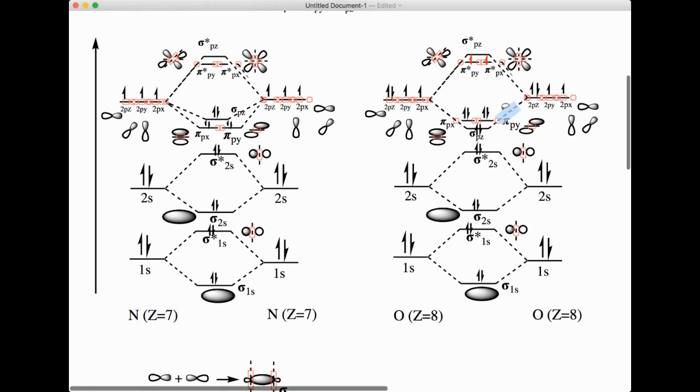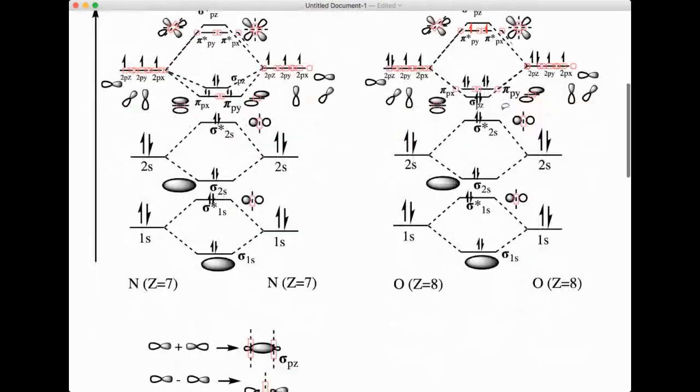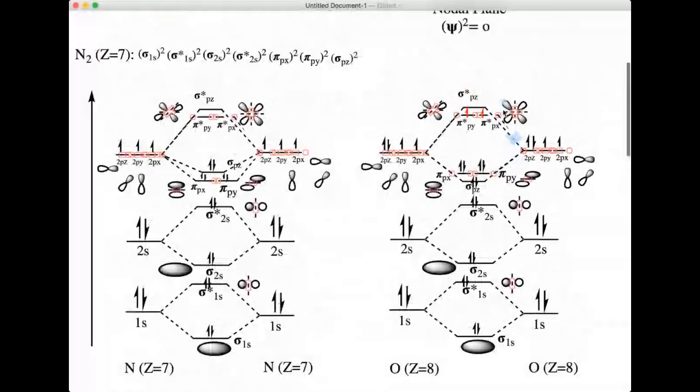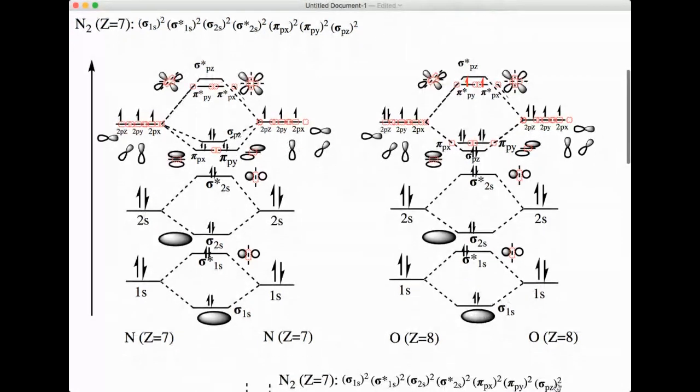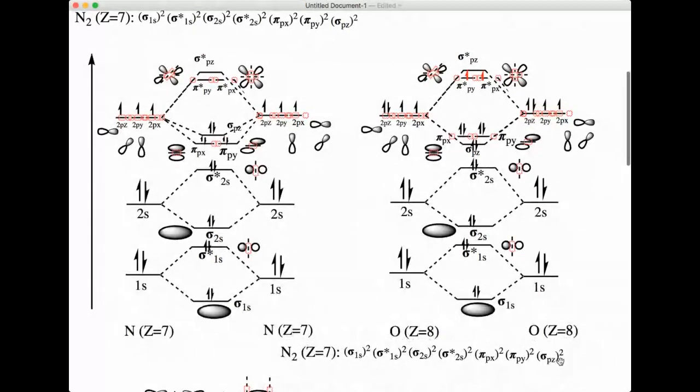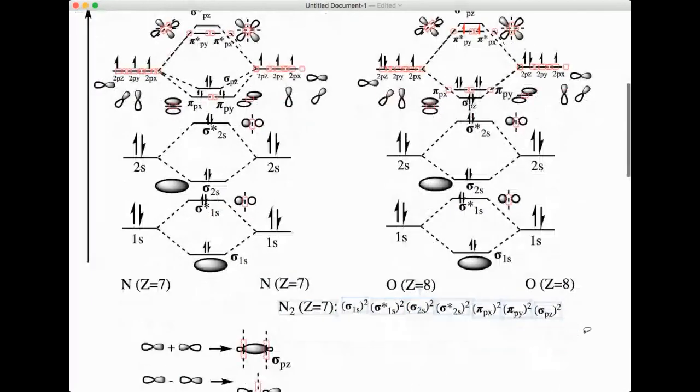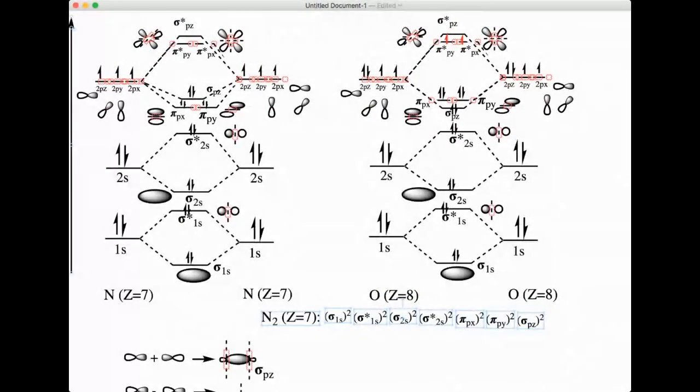So let's calculate the bond order. First of all, what would be the electronic configuration of the molecule of oxygen? So let's write this down. I'm going to copy and paste this below. So the molecule of O2, atomic number 8, will be sigma 1s2, sigma star 1s2, sigma 2s2, sigma star 2s2.